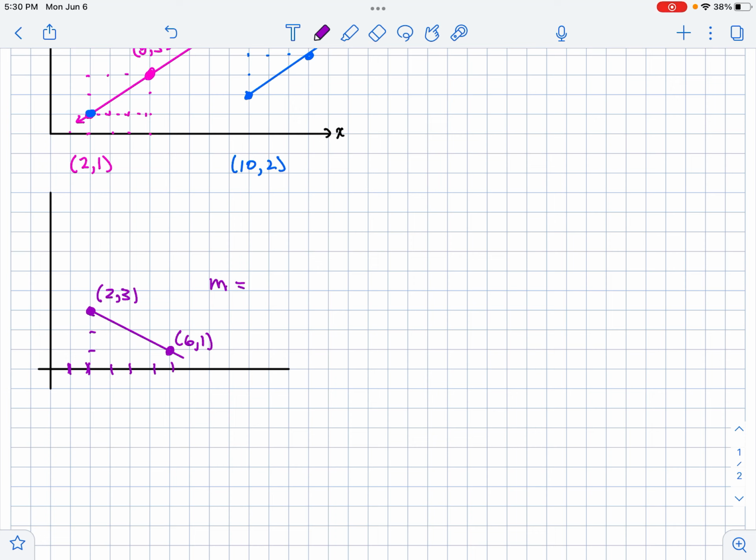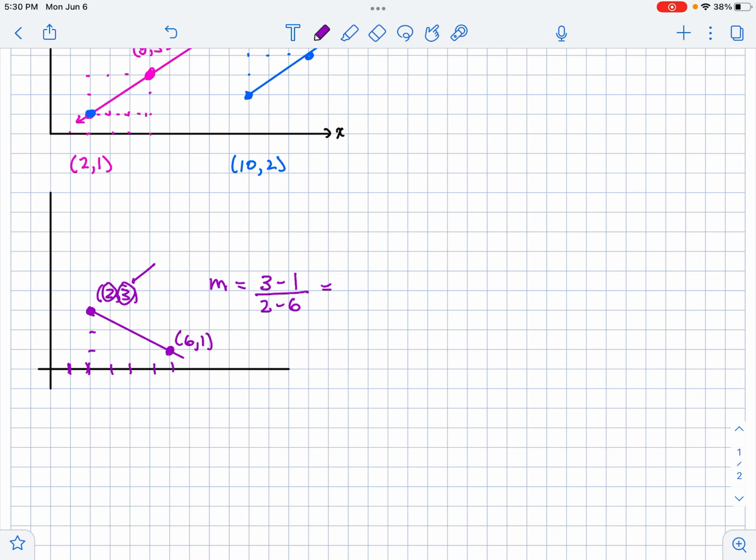So here we go. We're going to take the difference of the y's over the difference of the x's. Now, it's very important that if you start up top with the y's, this y coming first up top, then this x needs to come first on the bottom. It doesn't really matter which way you do it as long as you're consistent.